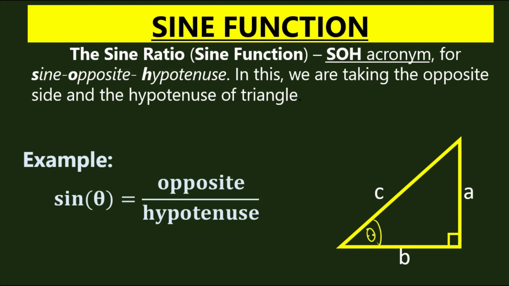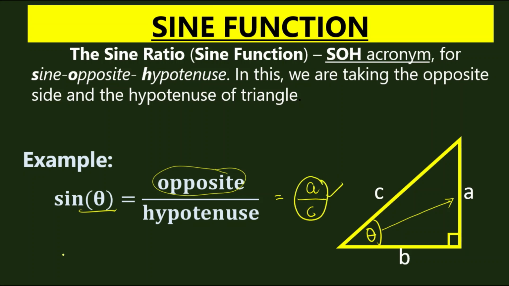If our theta is placed here, let us get its opposite. From this theta, the opposite is A. So, we put a fraction bar, then A over hypotenuse. From our theta, the hypotenuse in this right triangle is C. So, sine theta is equal to A over C.